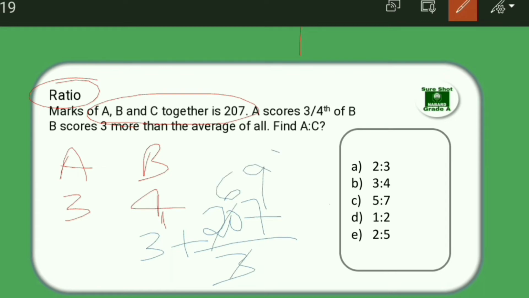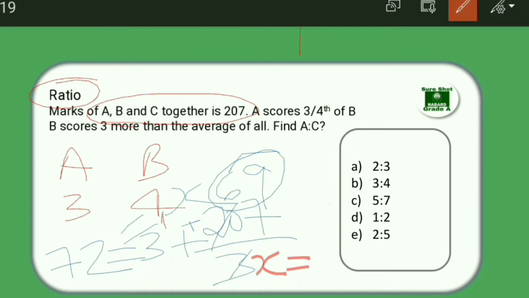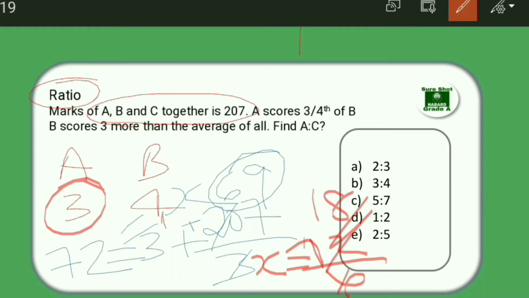Let's divide: 207 by 3 is 69. 69 plus 3 equals 72. 72 is what? This is 4x. So we need to find x. x is 72 by 4, which is 18. So what are the marks scored by A? It is 3x, so 3 into 18 is 54.